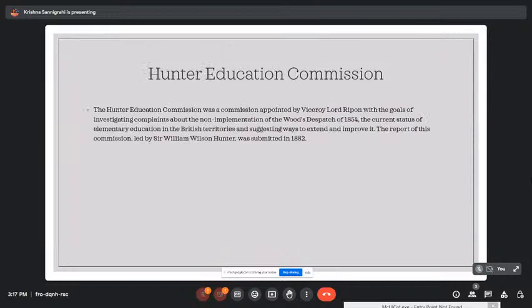Now, there was the next milestone, which is the Hunter Education Commission, which was appointed by Viceroy Lord Ripon with the goals of investigating complaints about non-implementation of Wood's Dispatch of 1854. So, what was the status of implementation of Wood's Dispatch of 1854? That was kind of investigated by the Hunter Education Commission, along with the current status of elementary education in the British territories and suggesting ways to extend and improve it. The report of this commission, led by Sir William Wilson Hunter, was submitted in 1882.